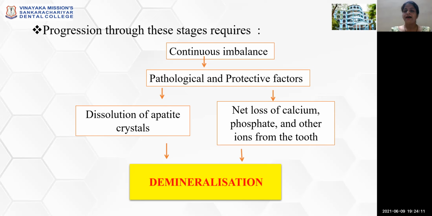The protective factors are calcium, phosphate, and other mineral ions which are present in the oral fluid. If there is a continuous imbalance between the pathological and protective factors, it will lead to the formation of demineralization. Now, understanding the process of demineralization, and especially remineralization, helps to salvage a tooth from being ravaged by a carious process. Remineralization allows a more effective conservative approach to the demineralization process.